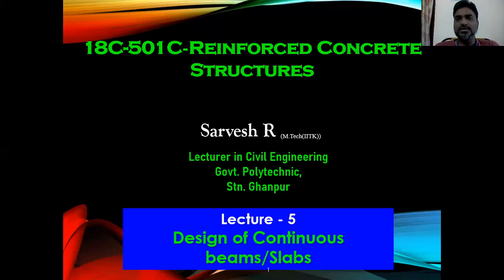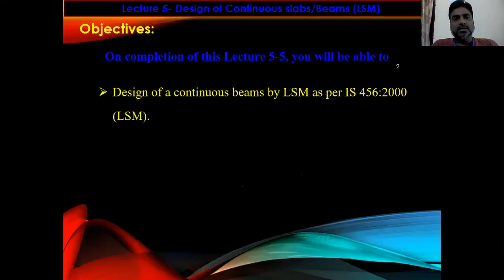This is a continuation of the previous lecture, design of continuous beams and slabs by limit state method as per IS 456-2000. After completion of this lecture, you will be able to design a continuous beam by limit state method as per IS 456-2000. In this lecture, we are going to solve a design example problem for better understanding.